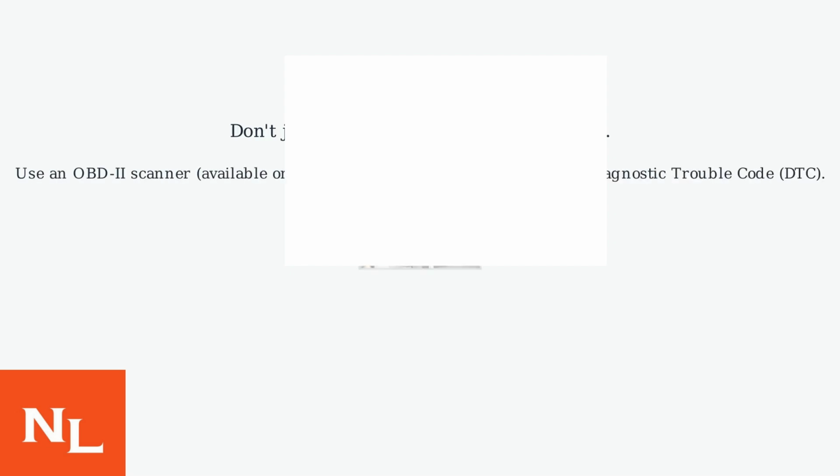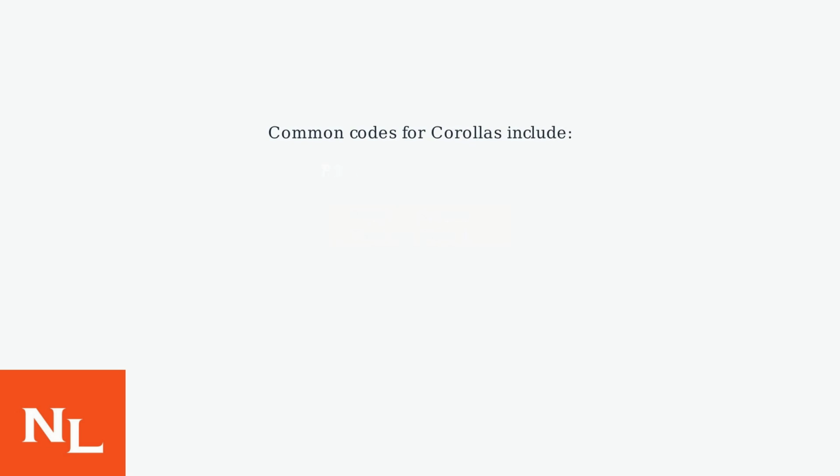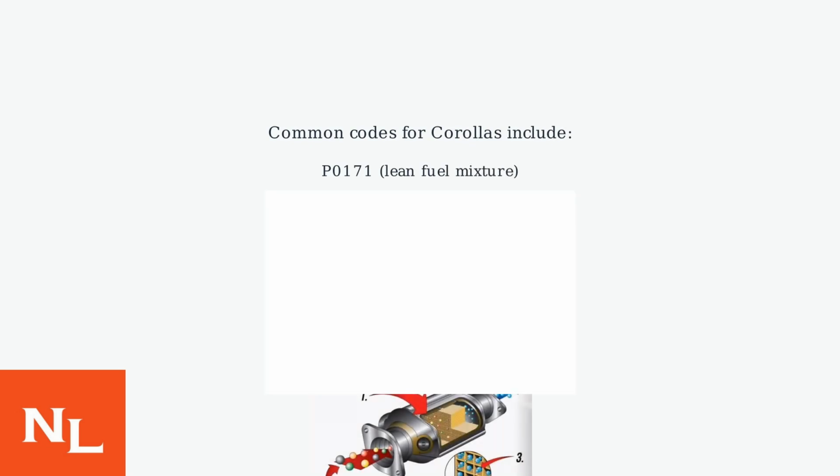First, diagnose the issue. Use an OBD2 scanner available online or at auto parts stores to read the diagnostic trouble code, or DTC. Common codes for Corollas include P0171, which indicates a lean fuel mixture, and P0420, which points to catalyst inefficiency. Knowing the code helps determine if a reset is appropriate or if a repair is needed.